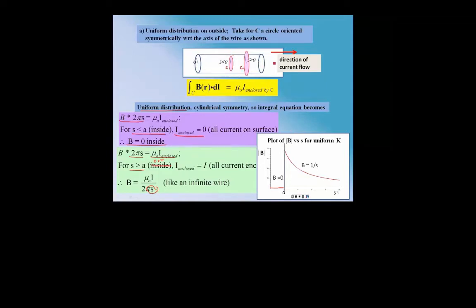Now let's consider the case where we have a current that is uniformly distributed over the volume of the wire. So that means that every little area here has the same amount of current running through it for any position on that curve. We take the same Amperian loops, so this is C inside, this is C outside. Here's our law again, Ampere's law. Because we have this cylindrical symmetry again, the integral becomes simply B times the length, 2 pi s, and we'll have mu 0 I enclosed.